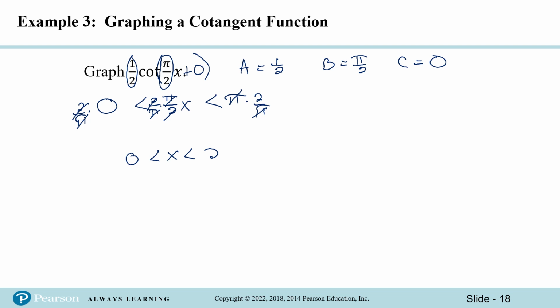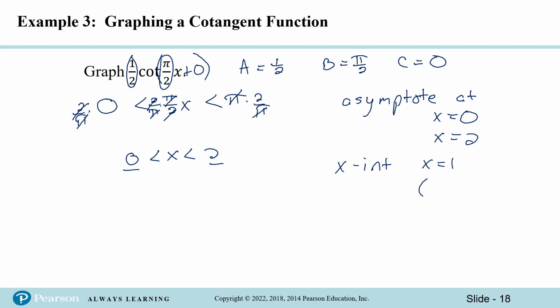So we're going to have asymptotes at x equals 0 and x equals 2. And then an x-intercept halfway between 0 and 2 is x equals 1. So it's going to go through the point 1, 0.